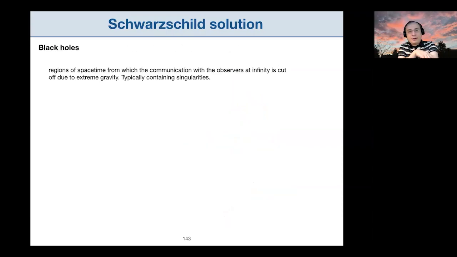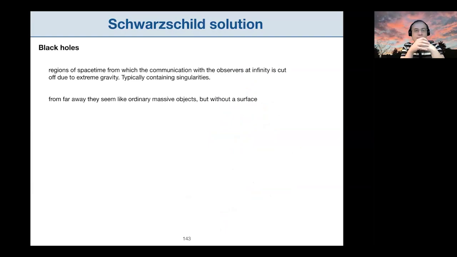Okay, if you don't, then a short summary of black holes. Black holes, in short, are just regions of space-time from which there is no communication with observers at infinity. The communication is cut off because of extreme gravity. Photons cannot escape. These regions typically contain singularities. From very far away, these black holes just look like ordinary massive objects. They have some kind of gravitational field which defines some kind of mass, but they don't have any material surface.